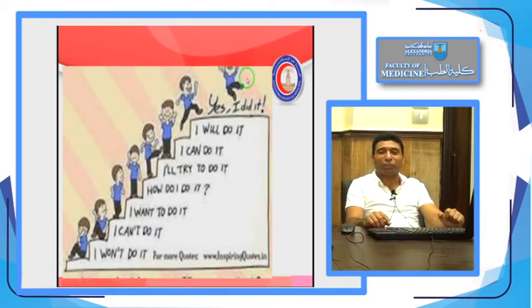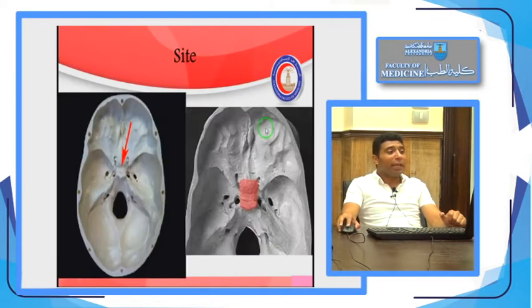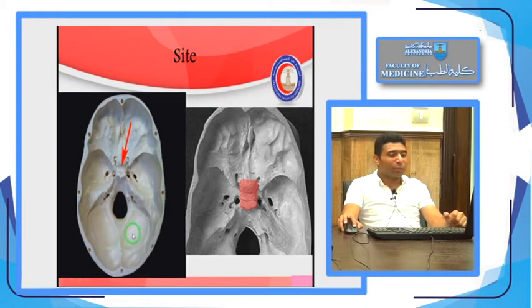Let's start our mission, which is the anatomy of the pituitary gland. The pituitary gland is the master of the endocrine glands. It is present in the brain. So here we have the cranial cavity, the skull from inside. This is the anterior cranial fossa, middle cranial fossa, posterior cranial fossa.